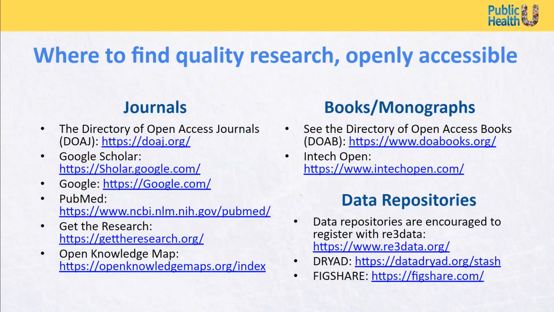If you're looking for journals, then you can go to DOAJ, very popular. You can try Google Scholar, even Google itself, which we'll be using to do our search examples here. Then PubMed is there, CORE is there, Open Knowledge Maps is there. If you're looking for books, then you can go to DOAB, the Directory of Open Access Books, or IntechOpen. If you're looking for data repositories, meaning you want secondary data to actually analyze and write up a research, then you can use Re3data, very popular, or you can use Dryad, or Figshare, which is also popular.